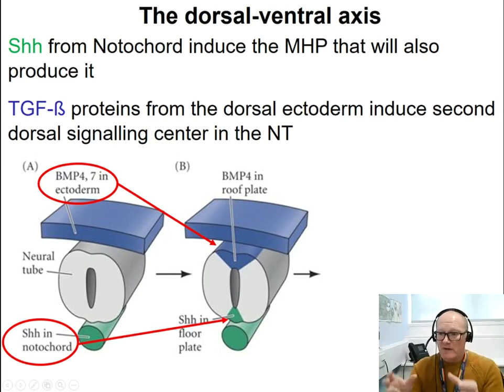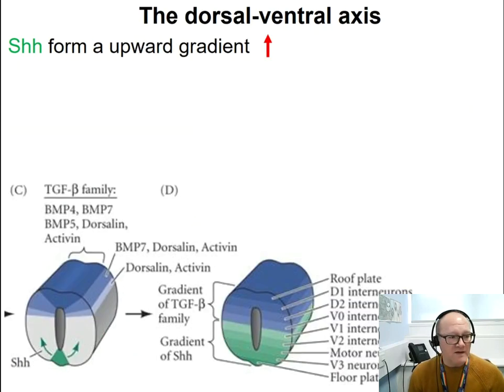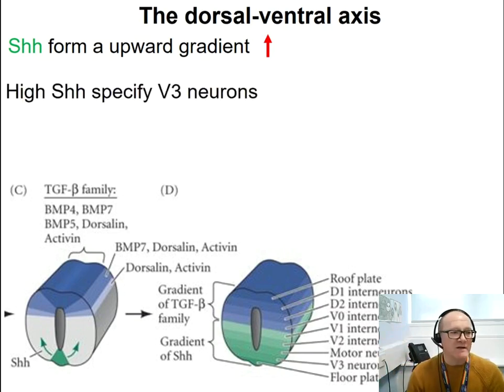And therefore, these proteins diffuse along the neural tube and form a gradient. We have a dorsal to ventral gradient of TGF-beta signaling, and we have a ventral to dorsal gradient of SHH. Now, why is this important? Well, this is important because different kinds of neurons require for their formation different levels of SHH and TGF-beta signaling.